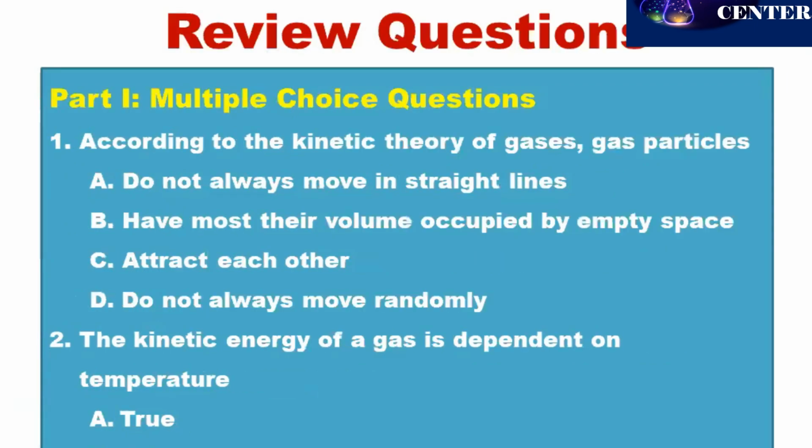Review questions. Part one, multiple choice question. According to the kinetic theory of gases, gas particles: do not always move in a straight line, have most of their volume occupied by empty space, attract each other, or do not always move randomly. Which one is correct according to the kinetic theory of gases? Students, you can pause the video and give an answer for this question.